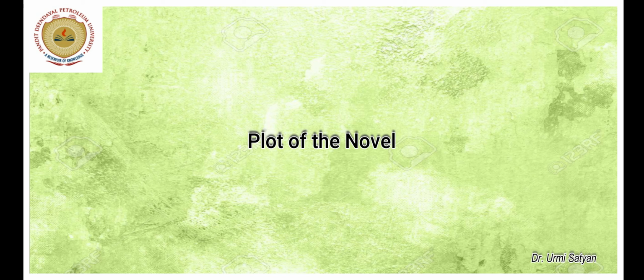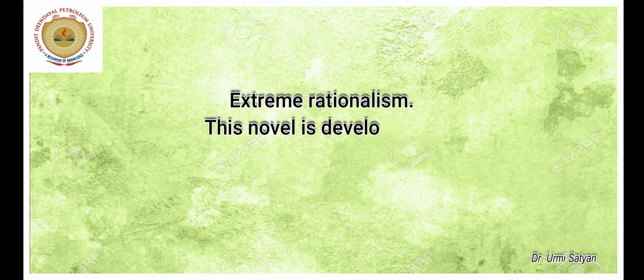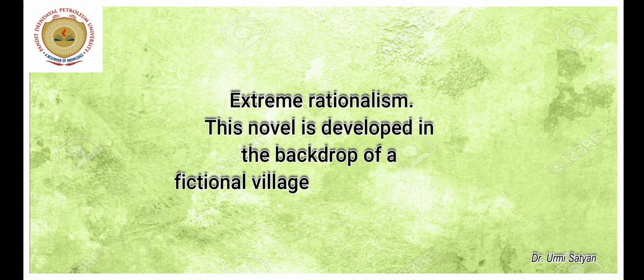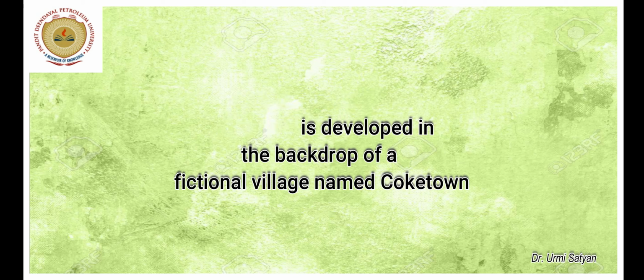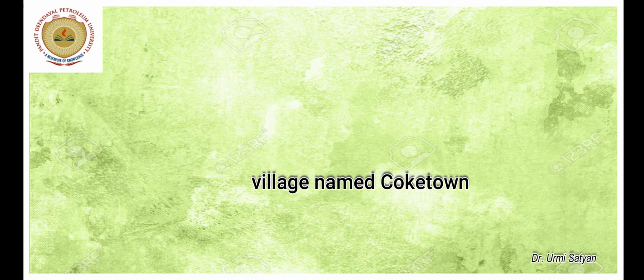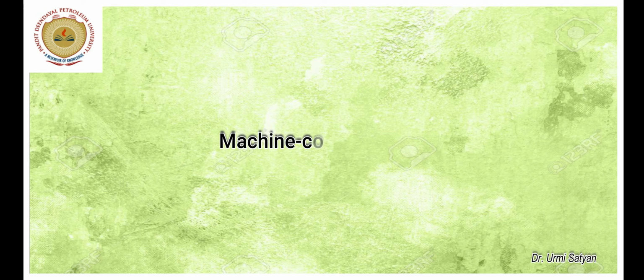With this historical background, let us now discuss the plot of the novel. Dickens is a thorough realist, as we all know. He presents a society that pays the price of the extreme rationalism. The novel is developed in the backdrop of a fictional village named Cocktown. Cocktown precisely exhibits the machine-controlled life of the 18th century England.